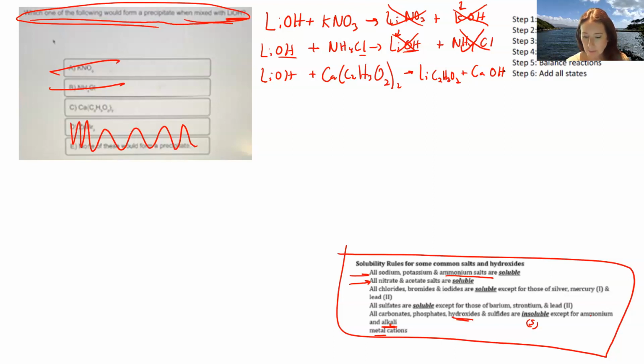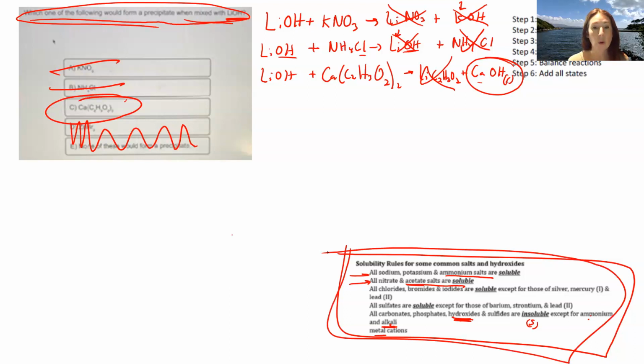I know that right here, all acetates are soluble. Not my answer. Let's look at this one. Hydroxides are insoluble except ammonium and alkali metals, and this is neither. So therefore this is our solid. So using this solubility table, that would be our answer. You will see questions like this, and yeah, they're really long, because you kind of have to go through each one. There might be a shorter way to do it, but I don't know of one. I just go through all of them. Okay.